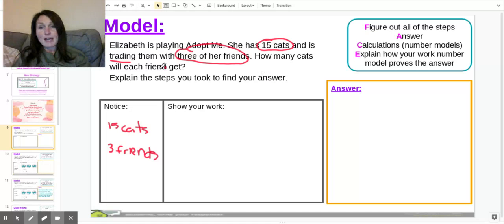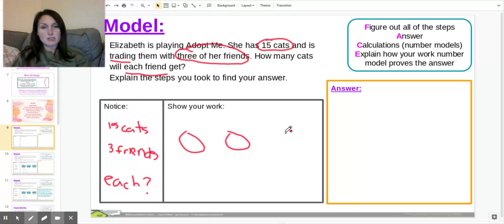Now the question is, how many cats will each friend get? So each friend. So I need to figure out how many will each one get. And for me, this is going to be something that's better used as a picture. So I think I'm going to draw a picture, and I like to think if I have 3 friends, right, I'm going to draw my 3 circles. Now, is this the only way I could share my thinking or show my work? No, there's lots of different ways you can do this. This is just the way that I would choose to do it because it's what makes most sense to me. You can do what makes most sense to you.